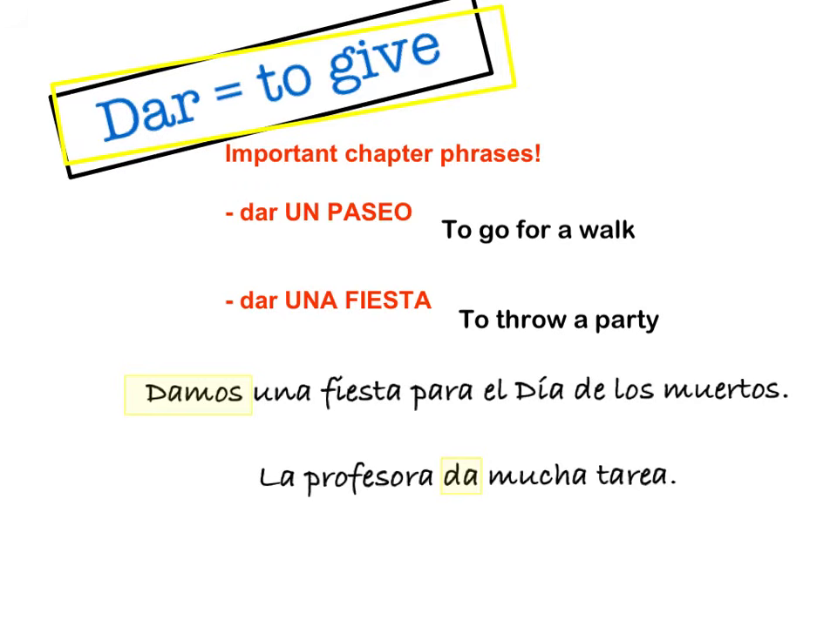So for instance, here's an example. Damos una fiesta para el Día de los Muertos. This means we are throwing a party for the Day of the Dead. An example with dar, just to give, is La profesora da mucha tarea. La profesora da mucha tarea, right? The professor gives a lot of homework.